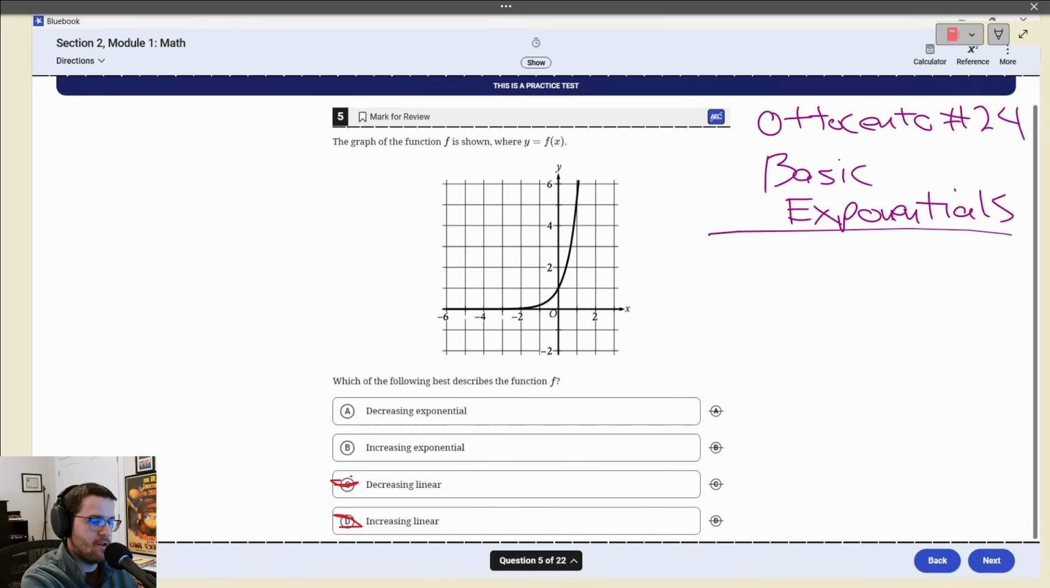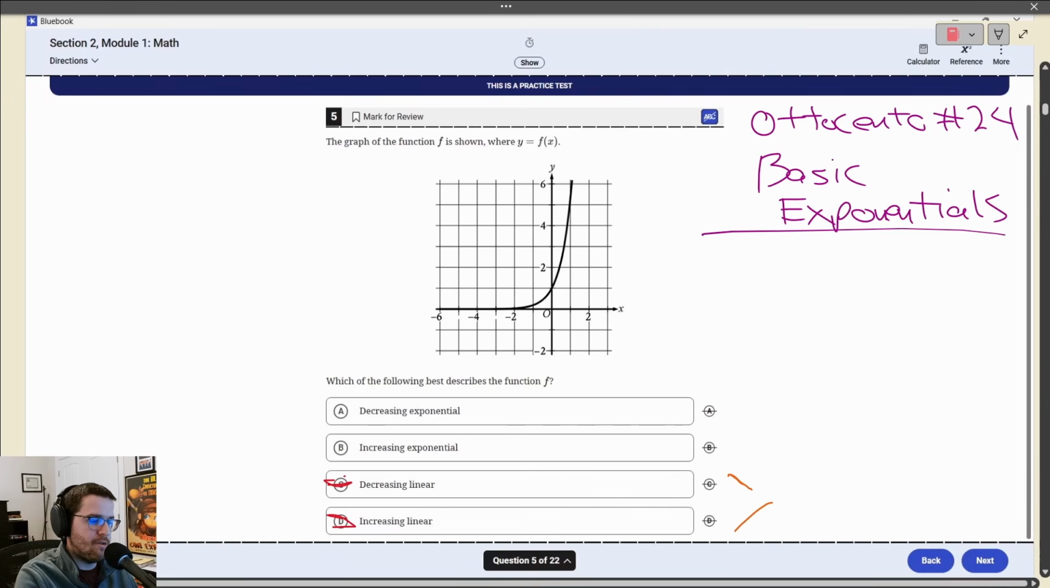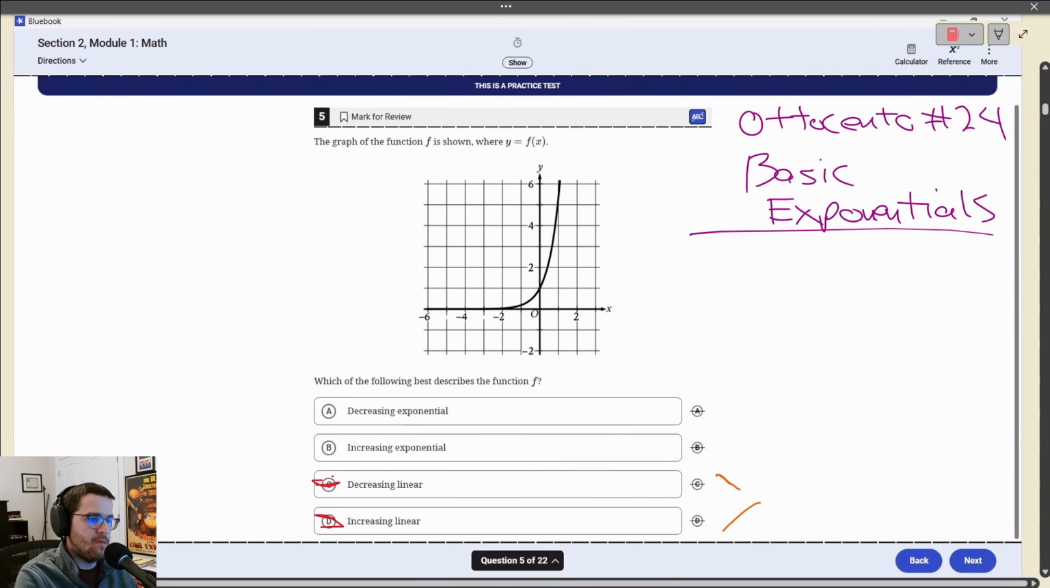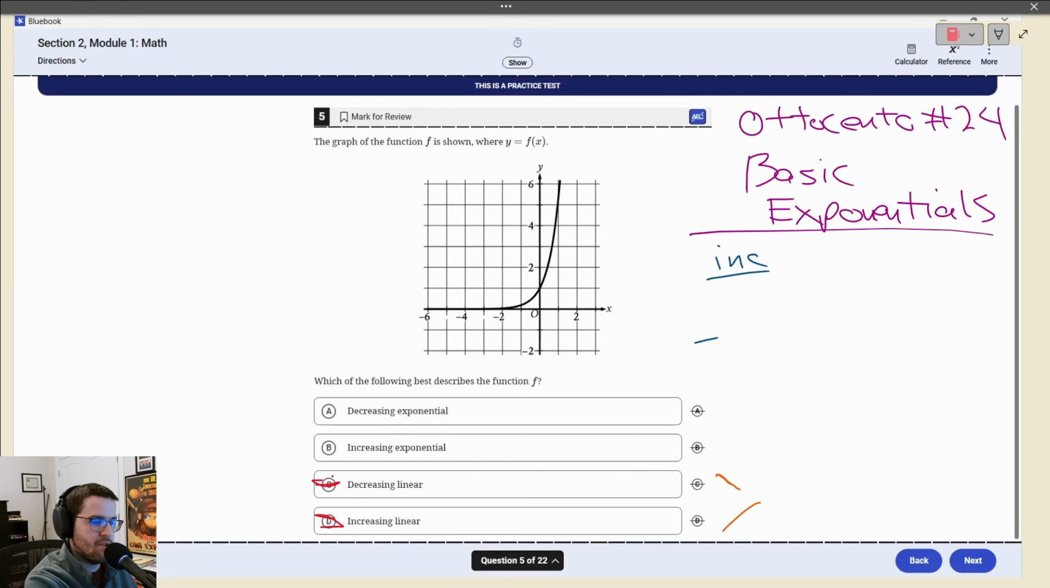Again, decreasing linear looks like that. Increasing linear looks like that. Generally speaking, when you have positive constants and coefficients, I go over this in the video, increasing exponential will look like this, and decreasing exponential or decay will look like this. So I can very clearly tell this one is increasing exponential, so that is B.